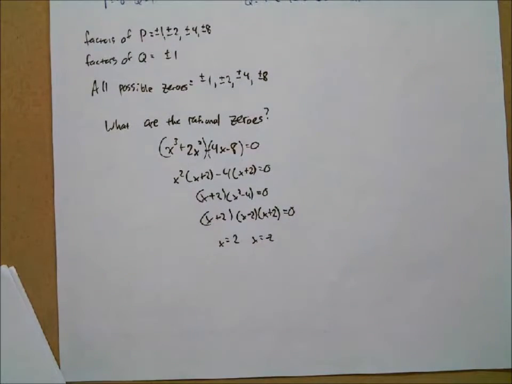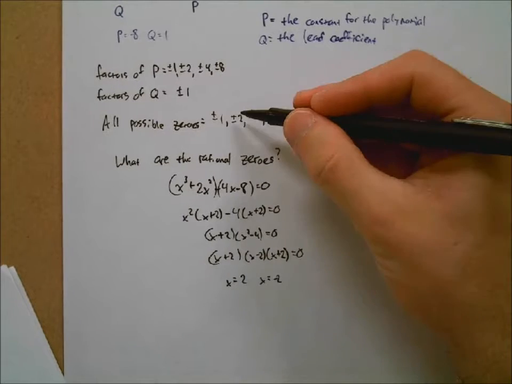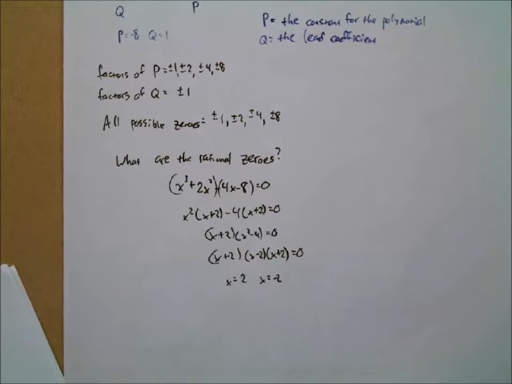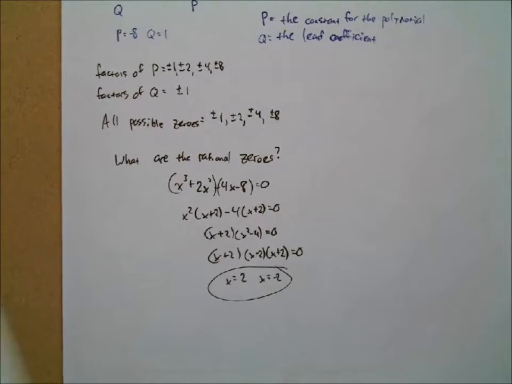And they're in our list, right? There they are, plus or minus 2. So you see we're not going to necessarily use all those zeros. These are possible zeros. It's a list of possible choices here. But there they are.